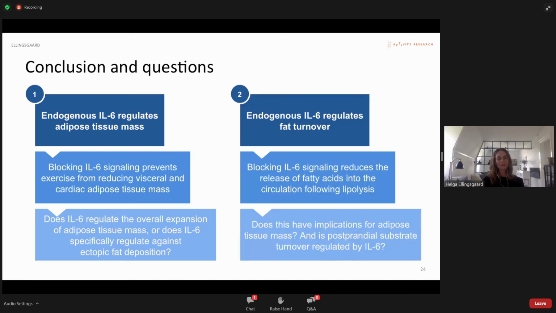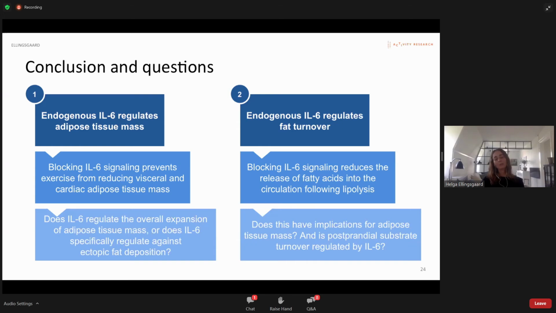We can also conclude that endogenous IL-6 regulates the turnover of fat. And our data show that blocking IL-6 signaling reduces the release of free fatty acids into the circulation following lipolysis. And we really don't know the mechanism underlying this effect yet. As I mentioned during the talk, we speculate that this is due to an increased intracellular re-esterification. But we will have to do more cell work to clarify that.